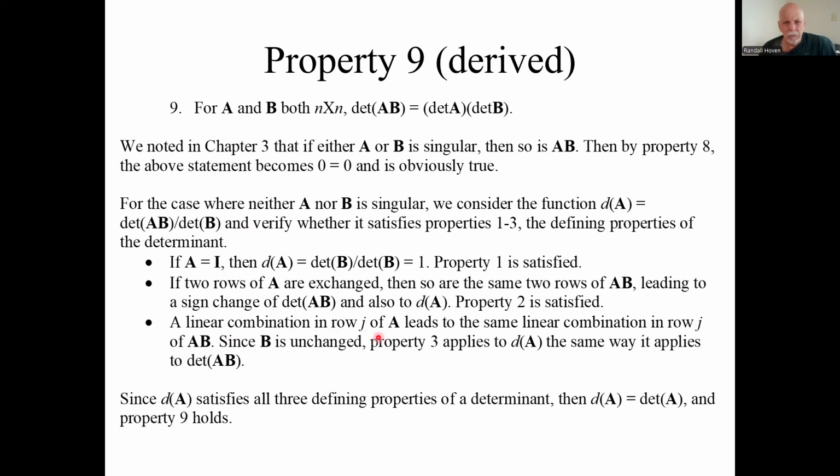Any linear combination of, say, row J of A leads to the same linear combination of row J of AB. Again, that's a feature of matrix multiplication. And since B is unchanged here in this function, property 3 also applies to that function. Anyway, that little function satisfies all three defining properties of the determinant. So it is, in fact, the determinant of A. And you get this.